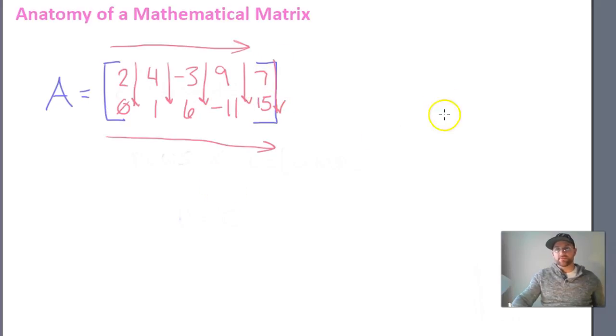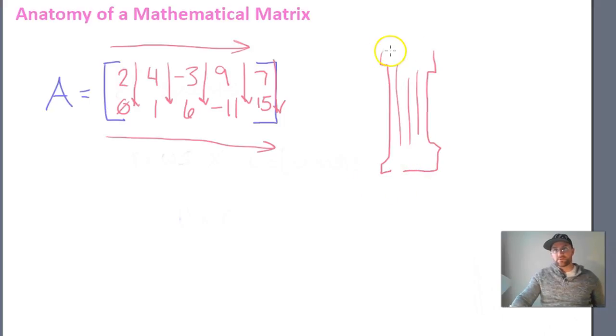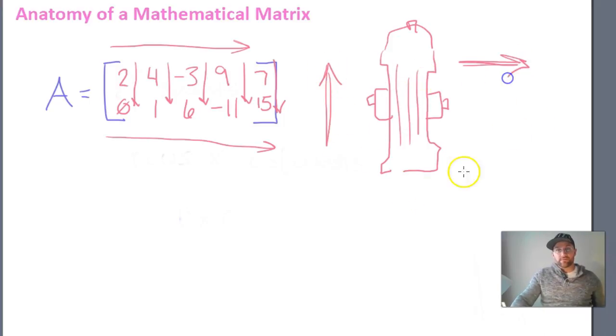Okay, those are columns. And just remember, columns hold up buildings, right? They move up and down. Does that look like a column? I can't tell, does it? That is the worst kind. It almost looks like a fire hydrant if I did this and put some arms on it. Well, it was supposed to be a column. Anyway, columns move up and down. Rows move left to right. Okay?